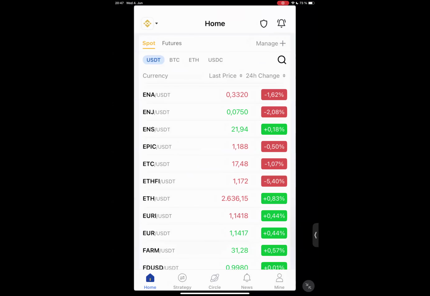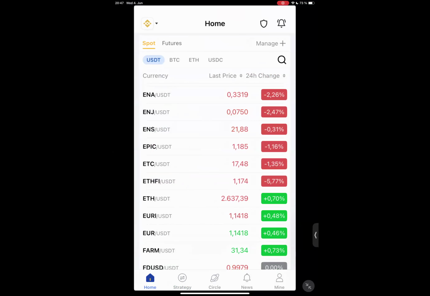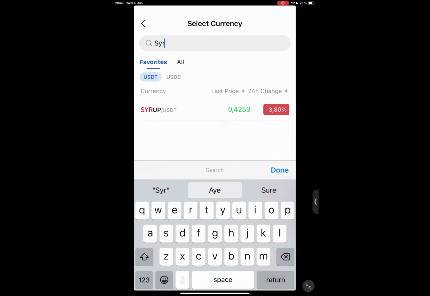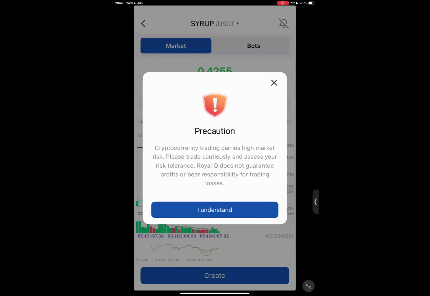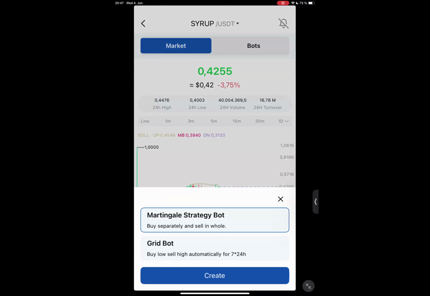Okay, so let me move out and let's go to strategy. Someone says repeat. Which part? So let's go to the syrup coin. Now I'll be able to see it here because I've saved settings in it. Syrup. So when you tap on it, don't tap on search or else another thing will come. So I tap on create.